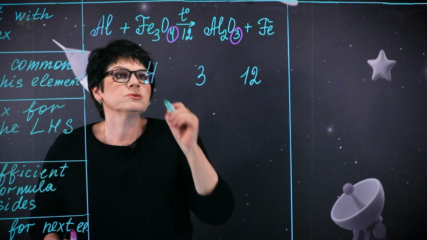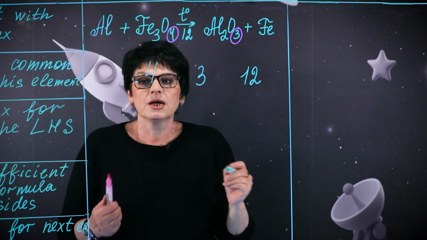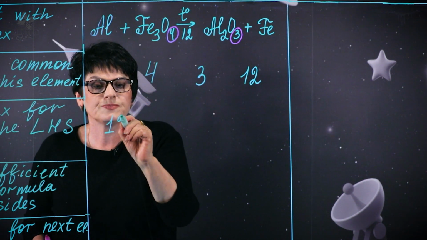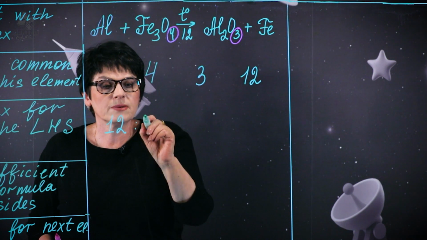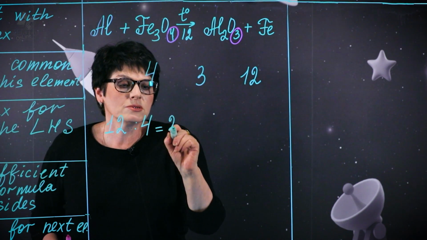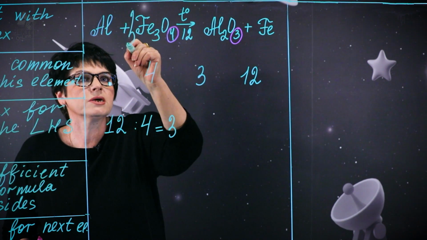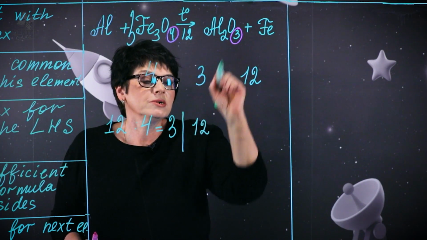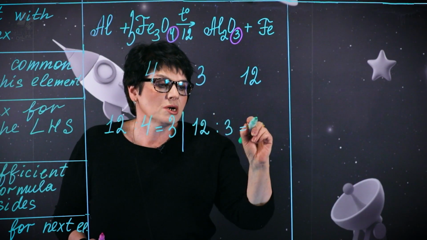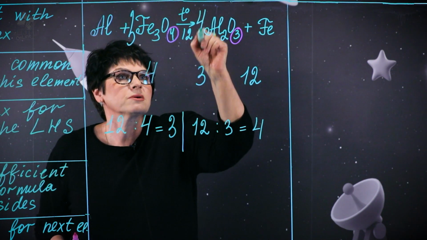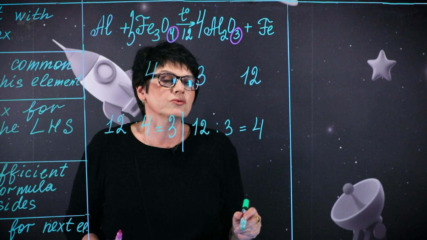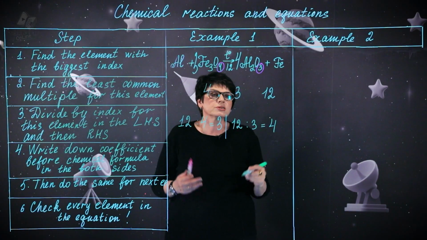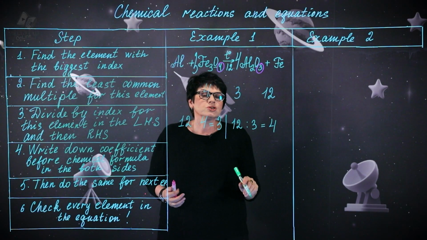So what do we do with the number 12? The next step is to divide 12 by the index for oxygen. We divide it by the index on the left, 4, and obtain 3. This number 3 is set here as a coefficient. Next, on the right side, we divide 12 by 3, and we get a coefficient of 4, which we put in front of Al2O3. We balanced oxygen. Oxygen ended up being the first in our equation. Now let's proceed to the next element.